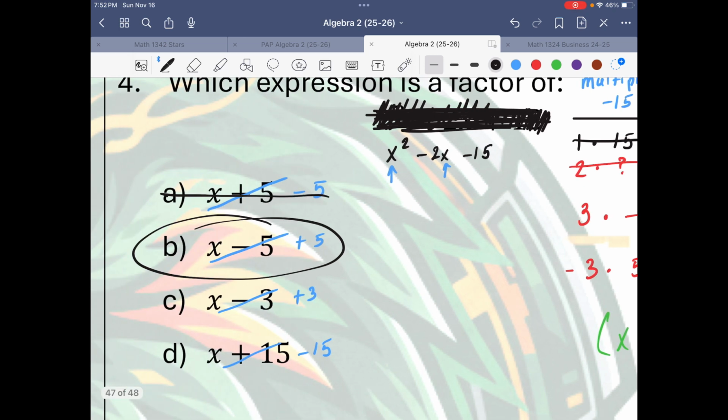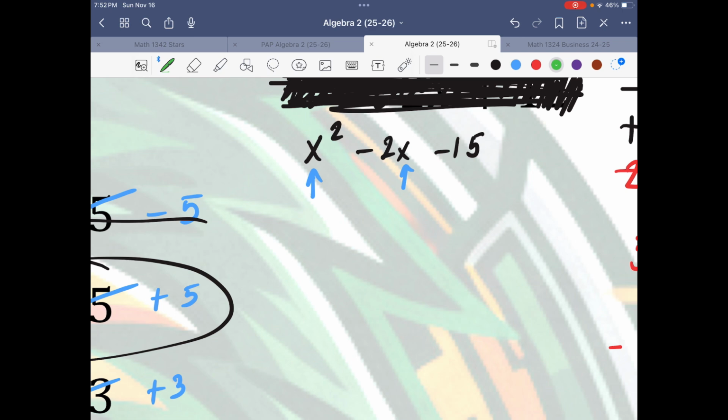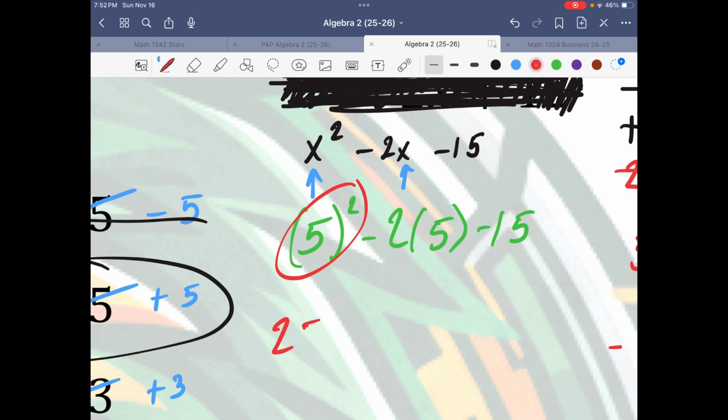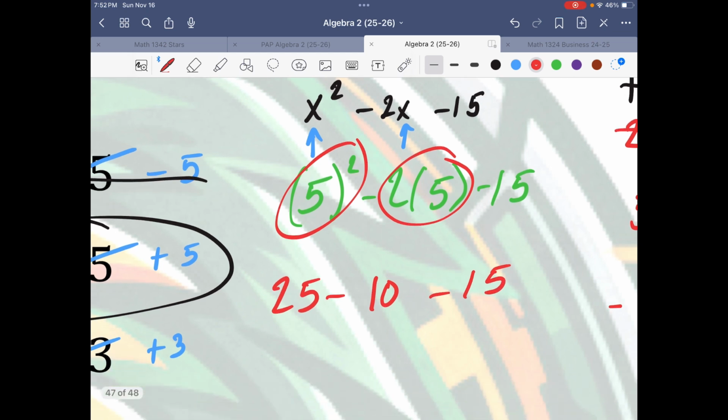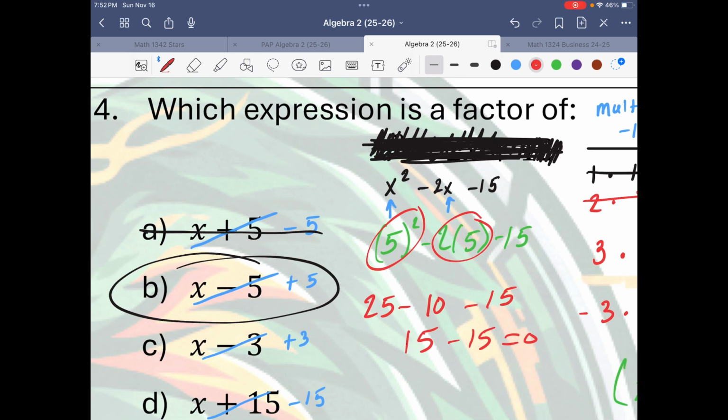So if you put a positive 5 in here now, 5 squared minus 2 times 5 minus 15. 5 squared is 25, minus 2 times 5 is 10, and then bring down the minus 15. Yeah, 25 minus 10 is 15, and 15 minus 15, that gives you 0. That's why this is the answer, because it gave me 0. Okay, and that's how you do this question. If you don't know how to factor, pick one of the methods and learn it.